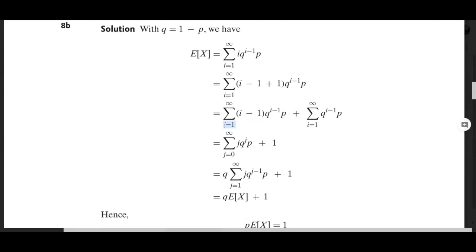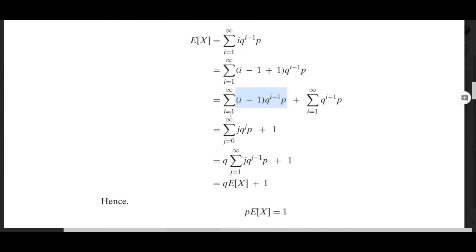This part is i starts from 1, but this is i minus 1. Maybe you want to reindex. If we reindex with j equals 0, which means i equals j plus 1, then i minus 1 is j. So i minus 1 becomes j. Now we have j starts from 0. We have j q raised to j p.